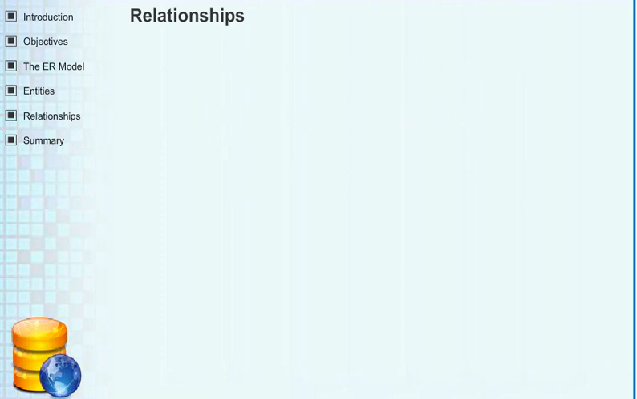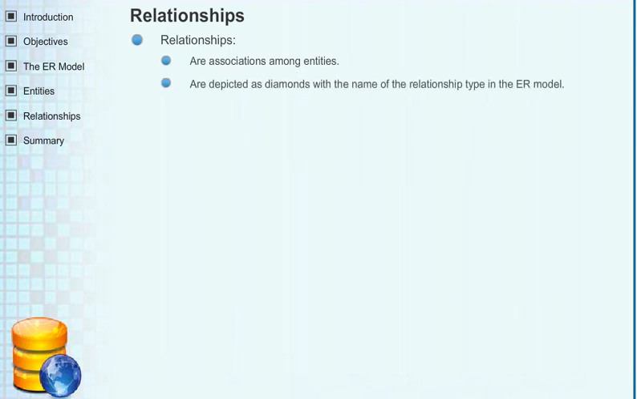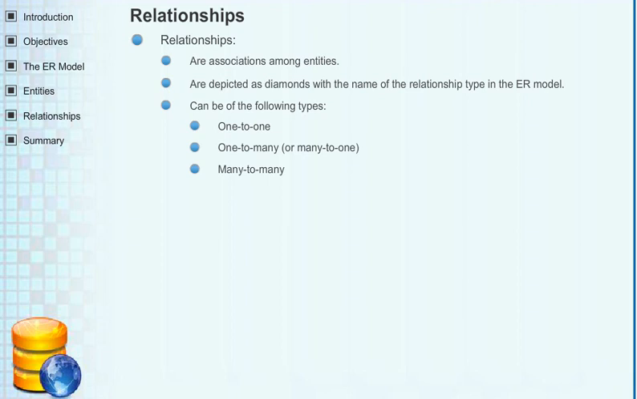The next important concept of the ER model is relationships. A relationship is defined as an association among entities. A relationship is depicted as a diamond with the name of the relationship type. Just like in real life, in the ER model also, there can be several types of relationships. These relationships are broadly classified into three categories: one-to-one relationship, one-to-many relationship, and many-to-many relationship.